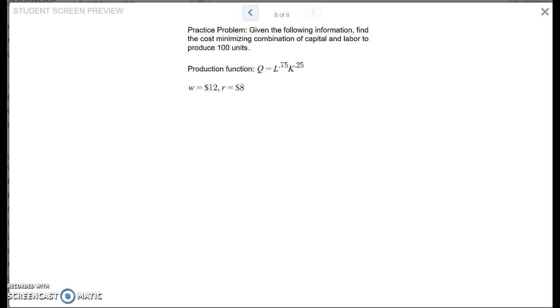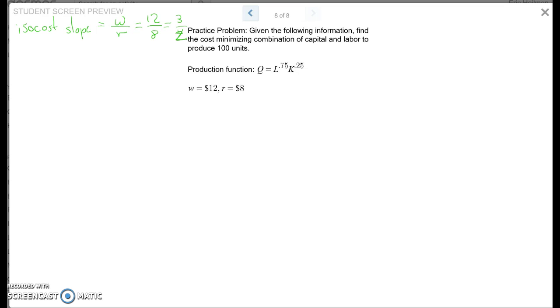So we want to find the cost minimizing combination of capital and labor to produce 100 units. You have a production function here and the wage and rent rate. So the first thing I want you to do is to find the slope of the isocost line. Okay, the slope of the isocost function is 3/2. It's up here where I did the work. Remember, the slope of an isocost is W over R.